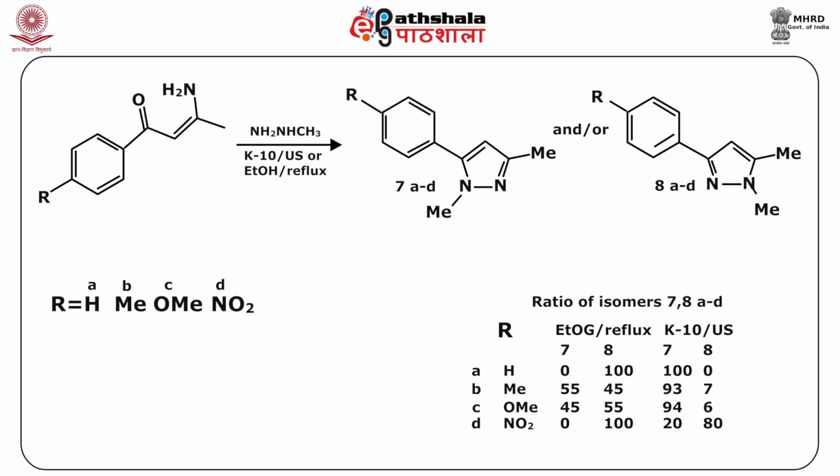We have a small table which is analyzing the products obtained. We have A, B, C and D, where A has H as the substituent, B has methyl, C has methoxy and D has NO2. The two products numbered 7 and 8 are shown in the diagram. The first column is for structure 7, the second column is for structure 8, and the next column again for structure 7 and then for structure 8 respectively.